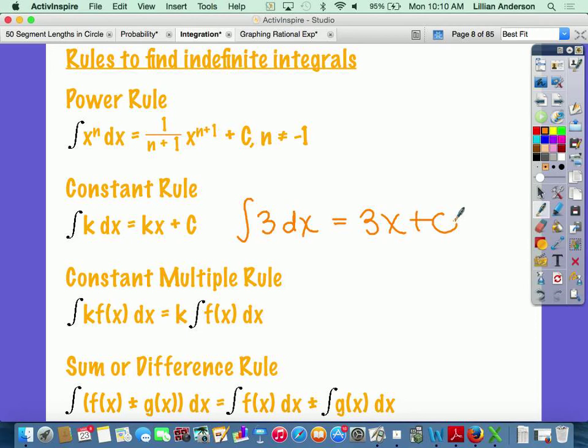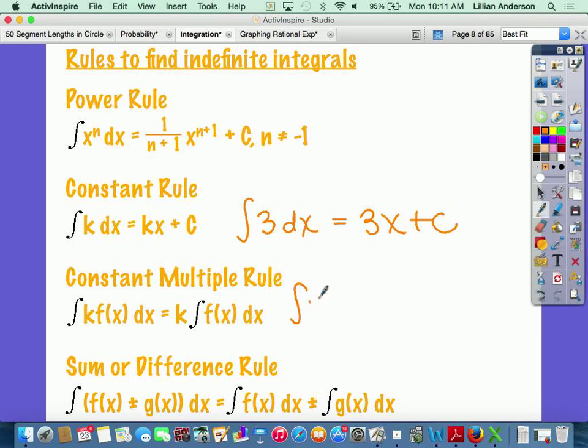All right, think about it. If I took the derivative of 3x, what do I get? Just 3. So whenever you have just a constant that you're taking the antiderivative of, it's going to be just that constant times x. Your constant multiple rule says that if you have a constant times a function that you're trying to take the antiderivative of, what you can do is pull the constant out of the integral, do the antidifferentiation with the rest of the function, and then you just multiply them together.